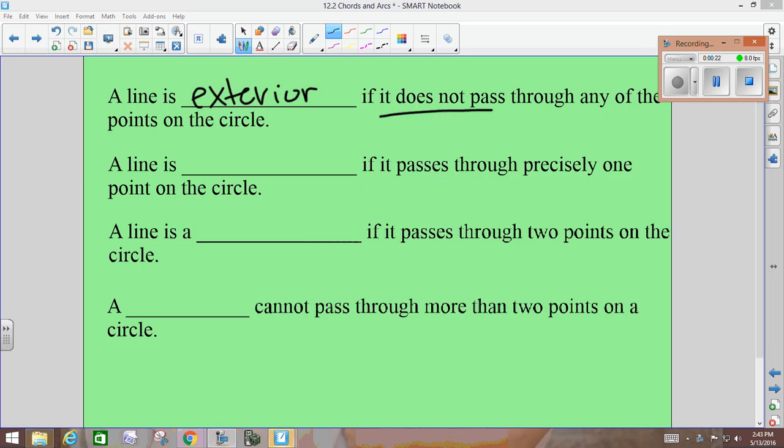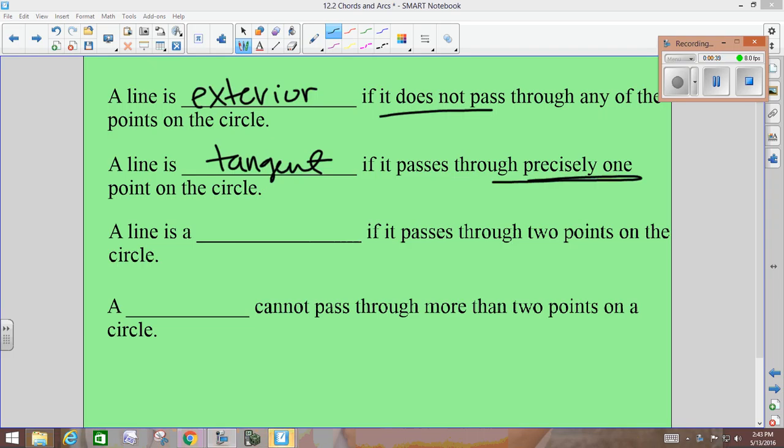A line would be a tangent line if it passes through precisely one point. That's what we learned yesterday. A tangent line intersects a circle at exactly one point, so label your tangent line in your picture.